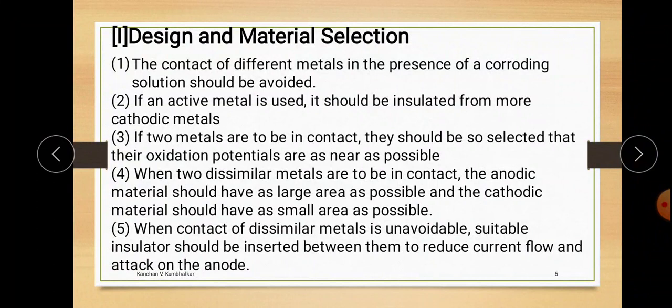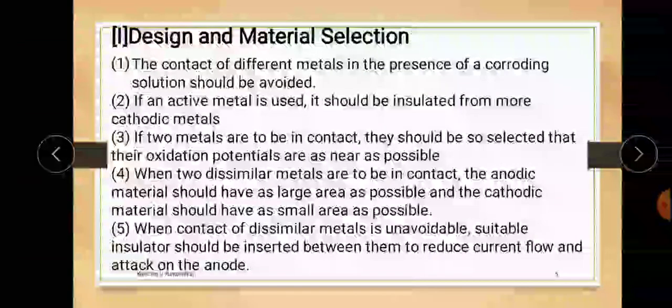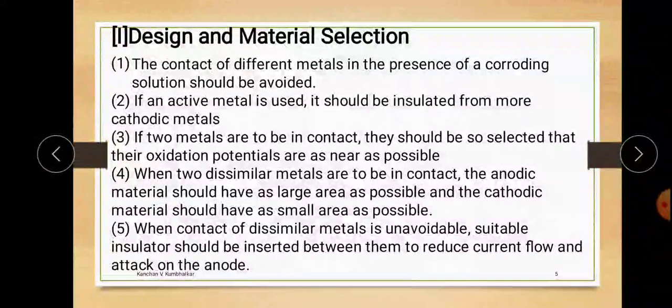Next, fifth point, when contact of dissimilar metals is unavoidable, then a suitable insulator should be inserted between them to reduce the current flow and attack on the anode. So this is the fifth point. If dissimilar metal contact is unavoidable, then there should be proper insulation, due to which the current flow is reduced, the anode is less attacked and the corrosion rate decreases.